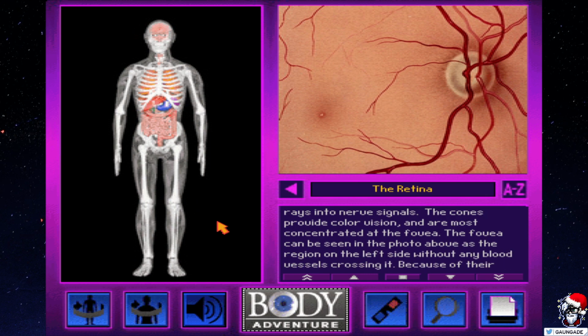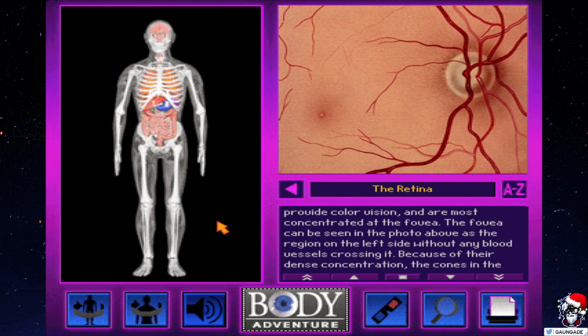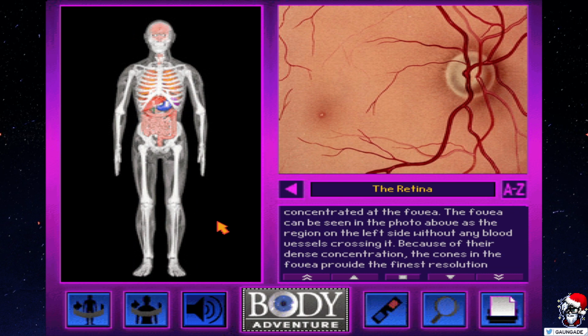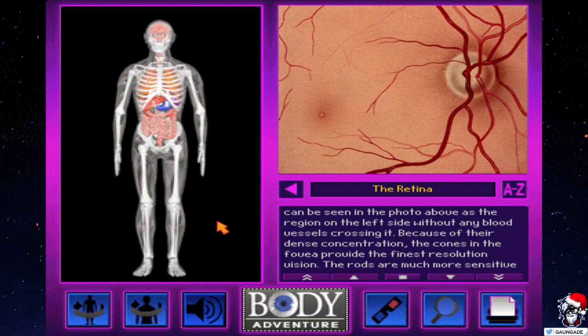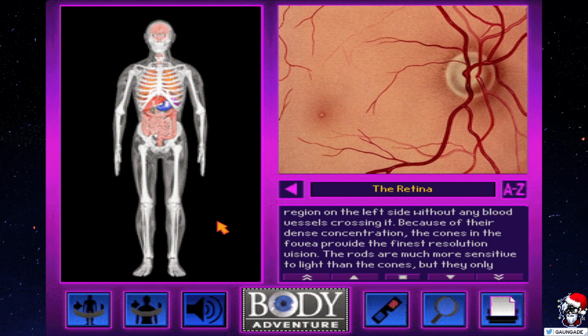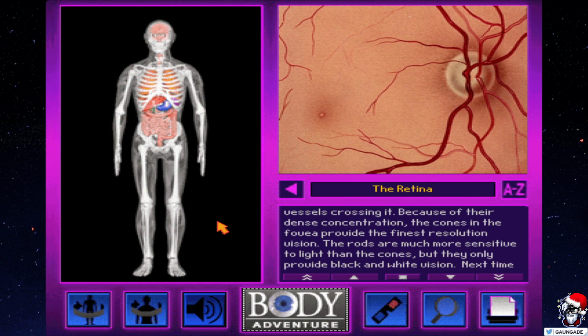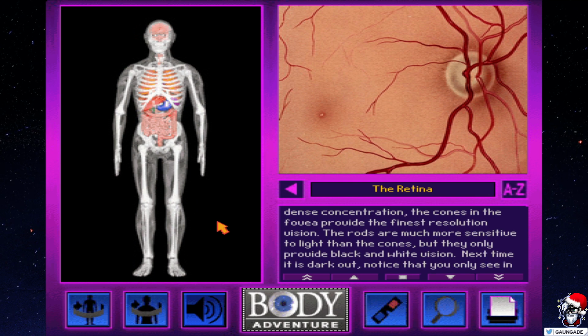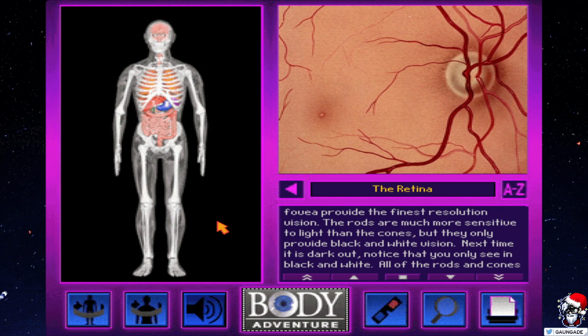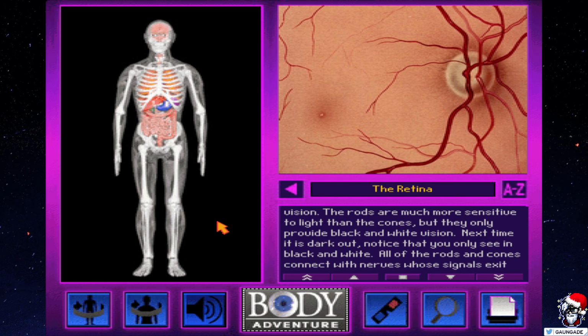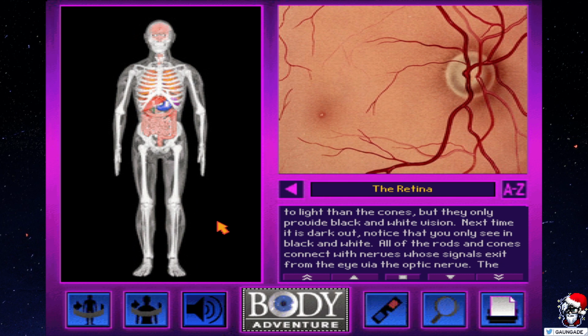The fovea can be seen in the photo above as the region on the left side without any blood vessels crossing it. Because of their dense concentration, the cones in the fovea provide the finest resolution vision. The rods are much more sensitive to light than the cones, but they only provide black and white vision. Next time it is dark out, notice that you only see in black and white.